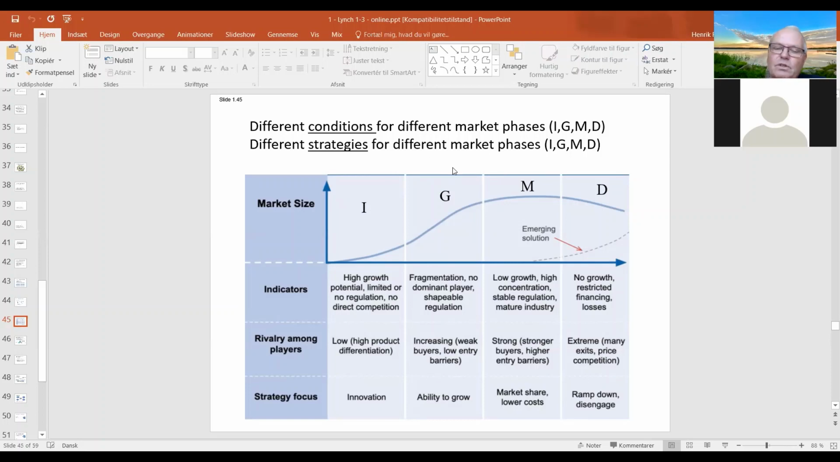And depending on which phase the market is in, you will, as a new company, face this, this, and this. Or if it is in maturity, this, this, and this. So that's an important point for you to remember.